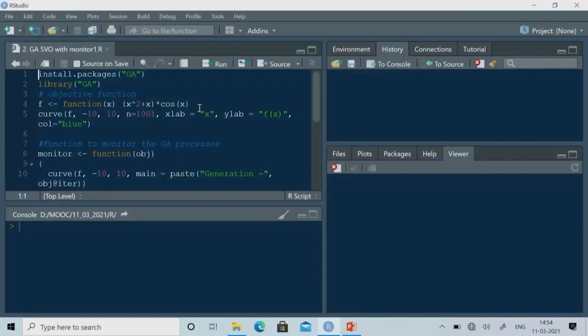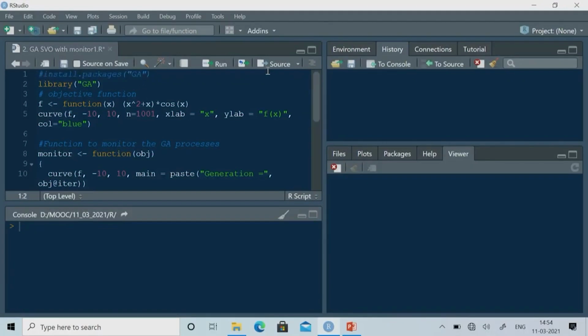Now, for the same function, let us see how we can monitor the progress during GA iteration. We can also monitor how GA is converging towards the global optimal solution. I would like to show that using this particular code. The only thing is that you have to use a monitor function here. I am explaining that one. I am not installing the GA package here because it is already installed.